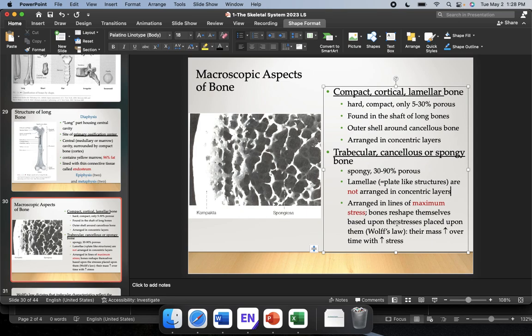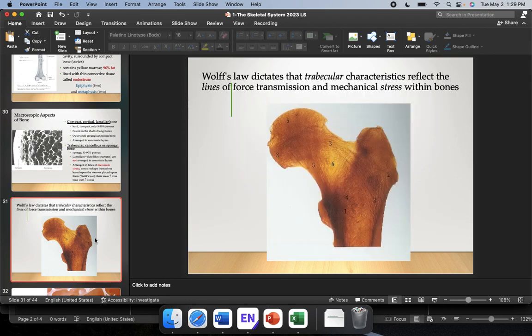Bones reshape themselves based upon Wolff's law. This is why Wolff's law gets brought up so much and so often in your physiology classes and in your anatomy classes. It's a simple law, but it's an important law to understand physiology and anatomy of the body. So inside of this spongy bone, that's found in the ends of long bones or in a short bone, for example, the spongy bone will arrange itself to provide resistance against maximal stress.